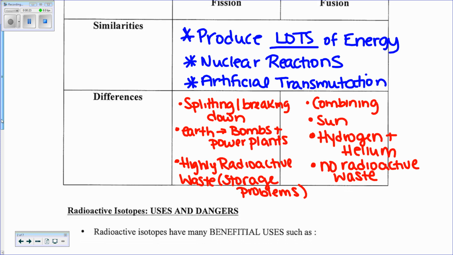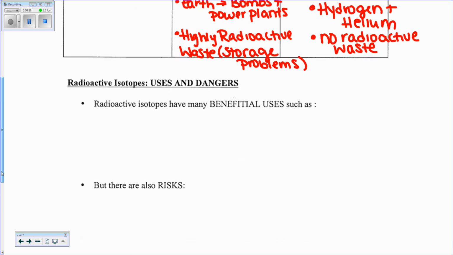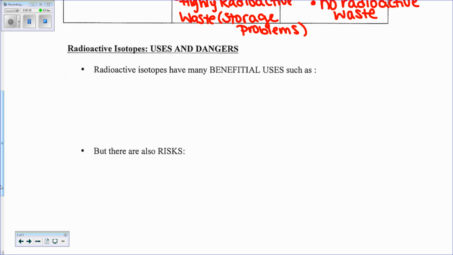We talked about fission and fusion, their similarities and their differences. And here we're going to talk about the radioactive isotopes, their uses and dangers. There are actually many beneficial uses of nuclear chemistry and radioactive isotopes. Everybody always thinks radioactive, and so they start thinking it must be bad, but it is not always bad.